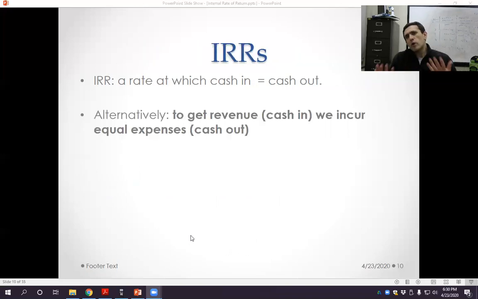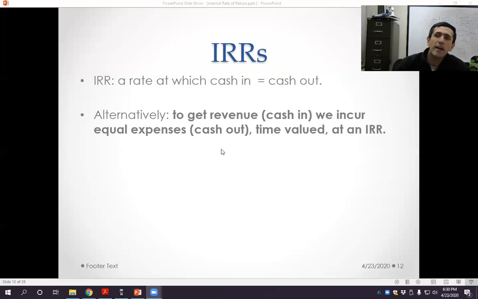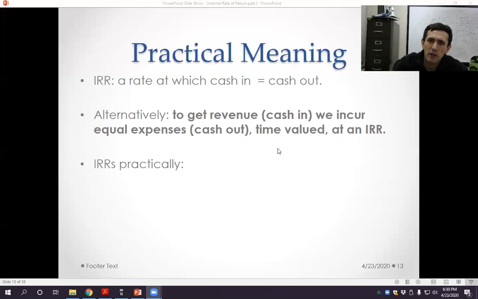And what do I mean by that? Well, it's exactly what I just discussed. To get some revenue, to get some cash in, we have to incur expenses, we have to make investments, cash out, and we have to incur equal expenses, time valued, at some interest rate J, which we call the internal rate of return.